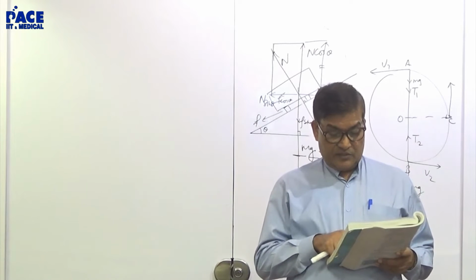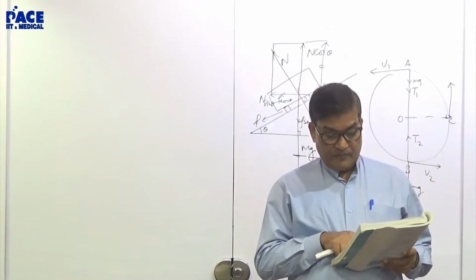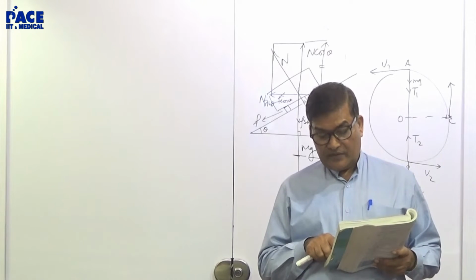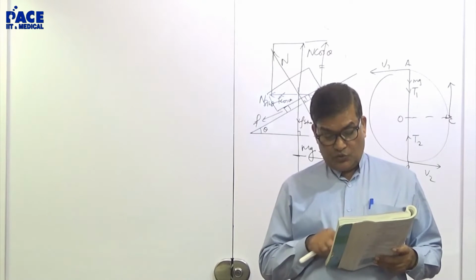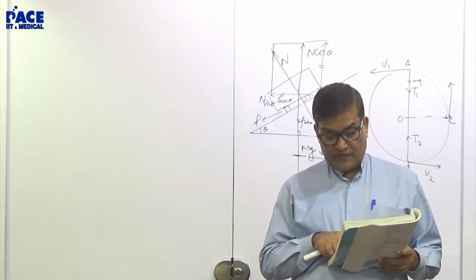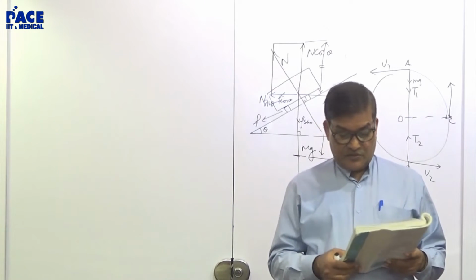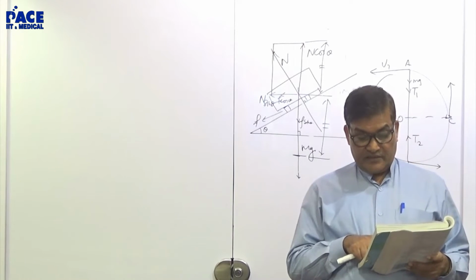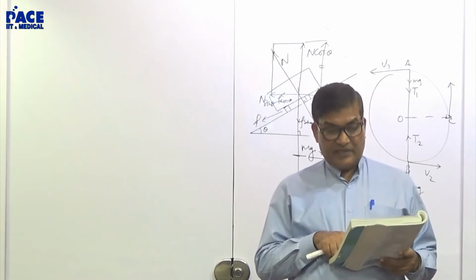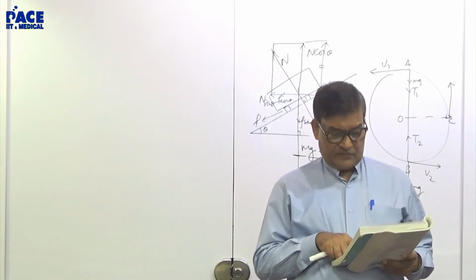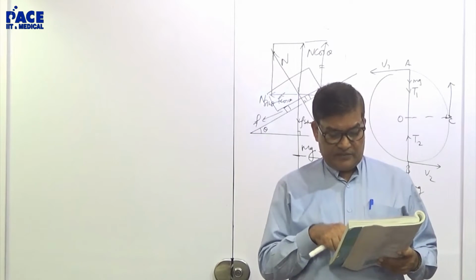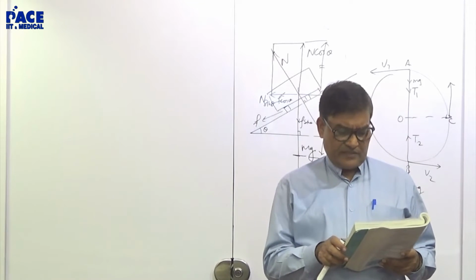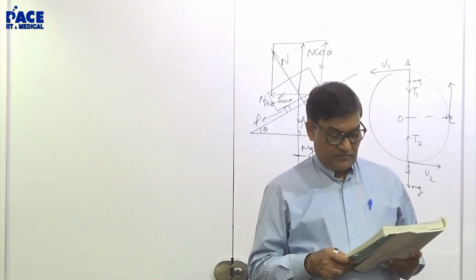And the 12th one: work done in breaking a drop of radius r into n droplets of equal size is 4 pi r square T bracket n raised to 1 by 3 minus 1. This formula is directly given, and in fact they have asked it once as a multiple choice question.